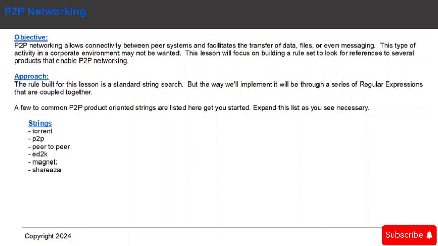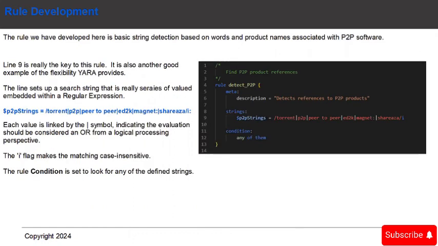We are going to build a series of regular expressions that are coupled and chained together in order to look for these values. The values that we're going to be looking for would be strings that are oriented with different products that provide peer-to-peer networking. It would be torrent, P2P, peer-to-peer, ed2k, magnet, and Shareaza. Very common terms that you may see out there with different products. Obviously, expand this list as you see fit in order to give you the coverage that you need. So from a basic string detection standpoint, we're going to change things a little bit. Look at line 9.